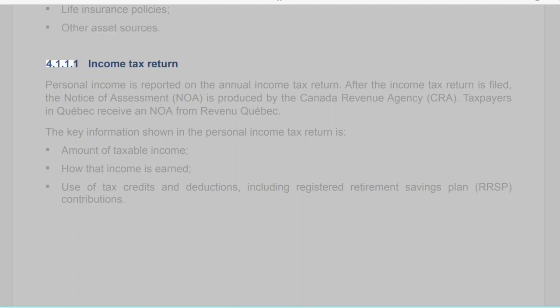Income tax return: personal income is reported on the annual income tax return. After the income tax return is filed, the Notice of Assessment, NOA, is produced by the Canada Revenue Agency, CRA. Taxpayers in Quebec receive an NOA from Revenue Quebec. The key information shown in the personal income tax return is the amount of taxable income, how that income is earned, and use of tax credits and deductions, including registered retirement savings plan, RRSP, contributions.